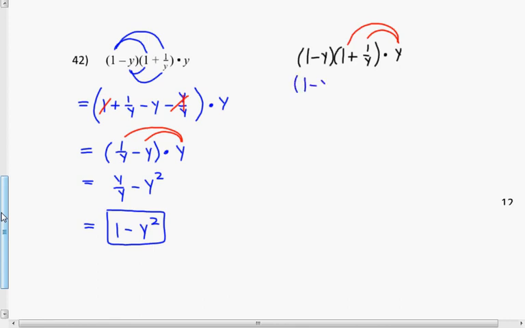So I'd have 1 minus y, and then this binomial would become y plus, if I take y times 1 over y, that's y over y, so it's a 1. And the product here gives me y plus 1 minus y squared minus 1. Minus y, that is. There we go. And now my y's will cancel, and I'm left with 1 minus y squared. So that would be an alternate way to approach that product.